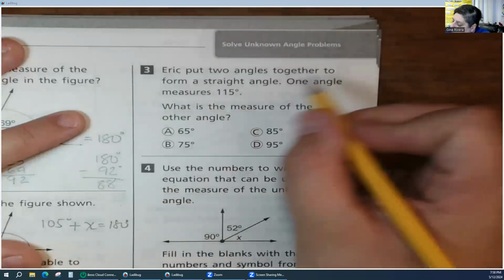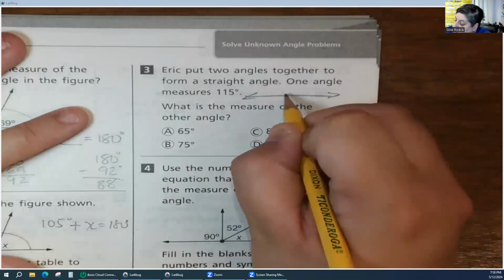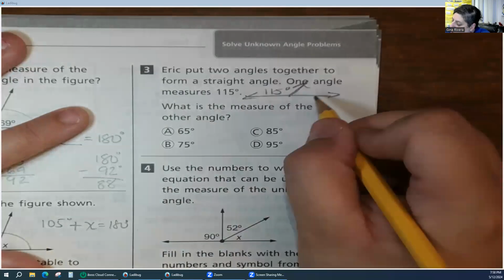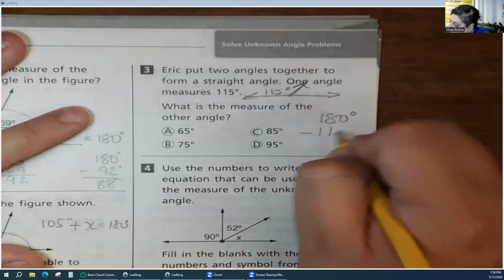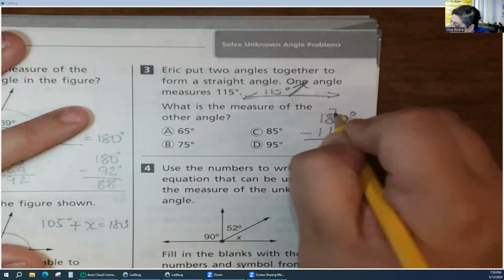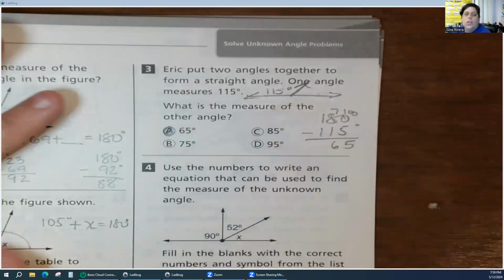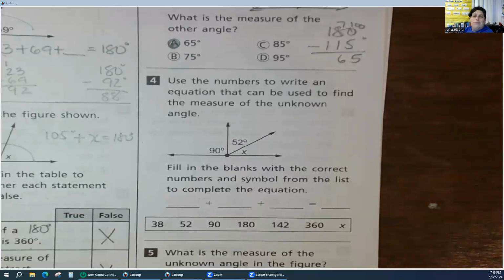Eric put two angles together to form a straight angle. One angle, so straight angle, that means it goes like this. Two angles were put together. One of them was 115. They want to know what the other angle is. Well, 180, which is a straight angle, minus 115, let's do it together, would be 65 degrees. If you want to pause and let them work it out, what a great idea that is. And I know that this is exhausting. Carry on with me. I know that you can do it.